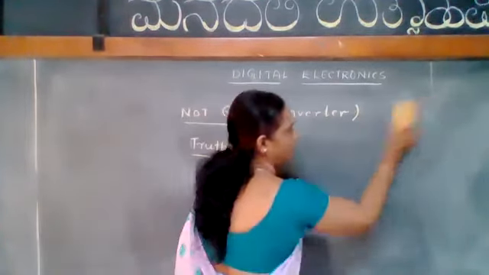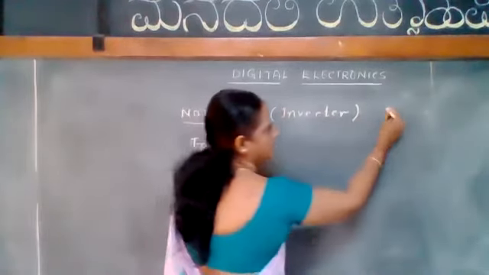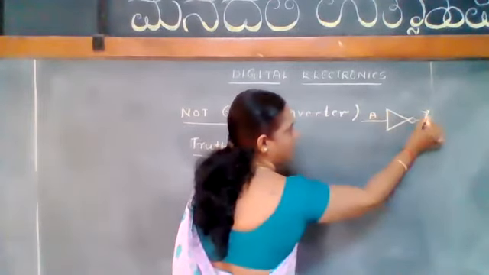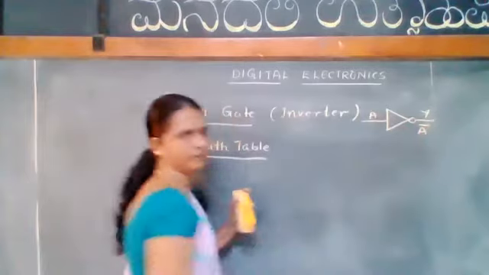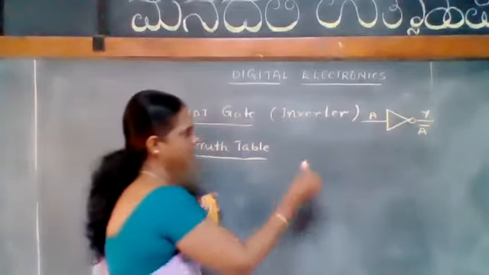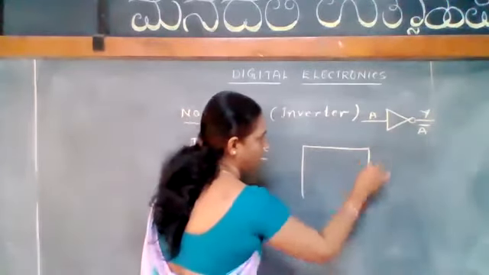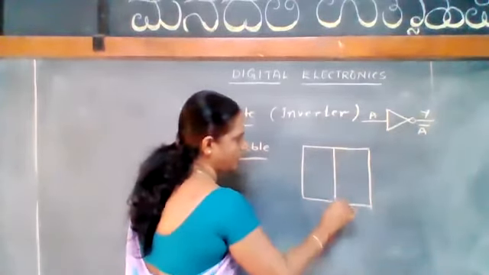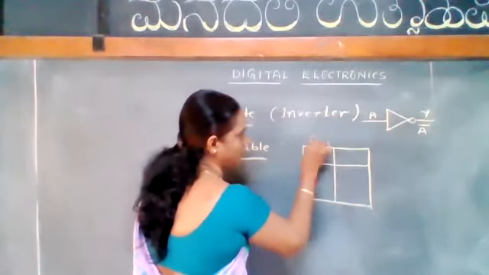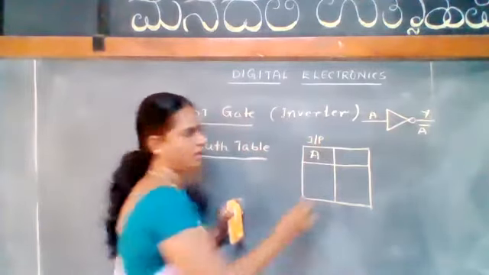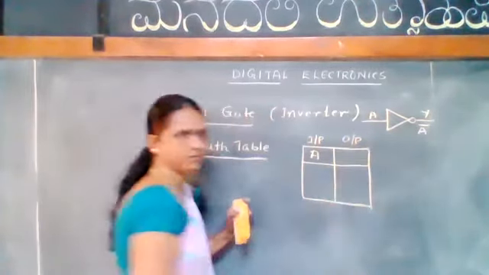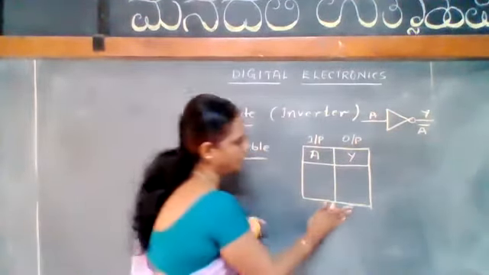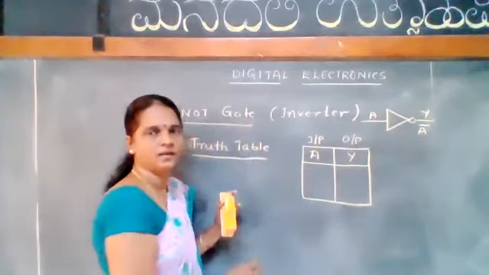Now let us write the truth table for the NOT gate. We need to remember this symbol and the output. Y is nothing but A complement. Let us write the input and output combinations for this in table form. We have only one input. A is the input, so this column represents the input and the other column represents the output. Let us call the output Y.